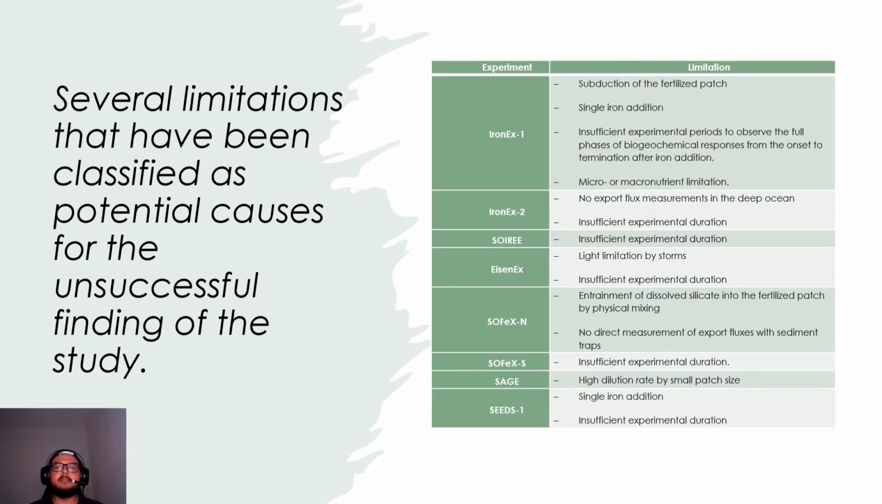First one, subduction of the fertilized patch. Next, single iron addition, insufficient experimental periods, and micro or macronutrient limitation. Second, no export flux measurement in the deep ocean and insufficient experimental duration. Third, insufficient experimental duration. Fourth, light limitation by storm. Of course, when there's no light, the primary producers cannot undergo photosynthesis, thus they cannot grow.